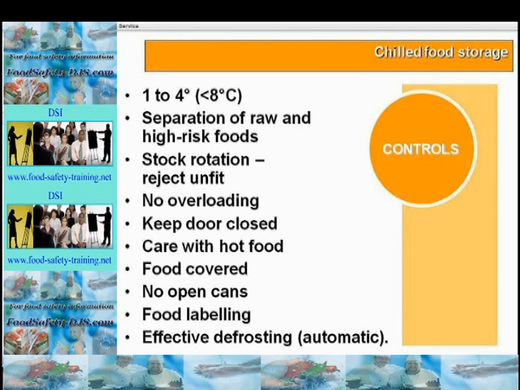Effective defrosting, preferably automatic, cleaning and disinfecting, and easy clean construction. No hot food to be put in the fridge because it will raise the temperature of the fridge, so cool the food for 90 minutes prior to refrigeration. No open cans, especially acid food. Label food when necessary. There should be staff training and supervision. Eggs should be stored cool and dry at less than 20 degrees Celsius and avoid fluctuating temperatures. If 21 days or older, they must be stored in a fridge. And lastly, a maintenance contract on the fridges themselves.